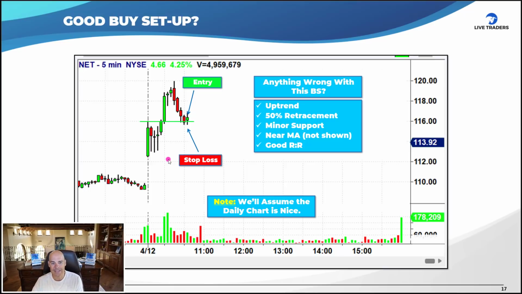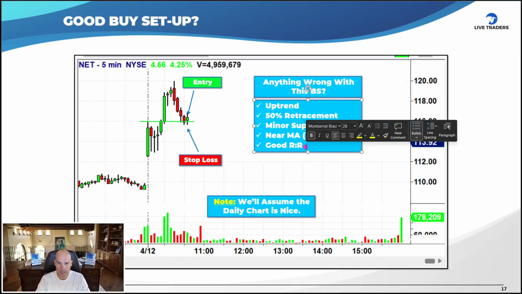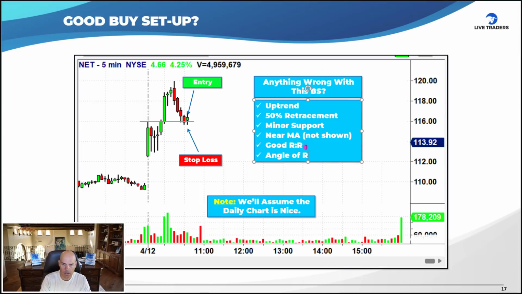All right, so net, same day. So what do we have? Well, it's in an uptrend. 50% retracement from the high to the low. It's pretty close. Minor price support near a moving average not shown. Good risk to reward. I mean, let's do it again. Angle of retracement. Okay. Overlap is good.